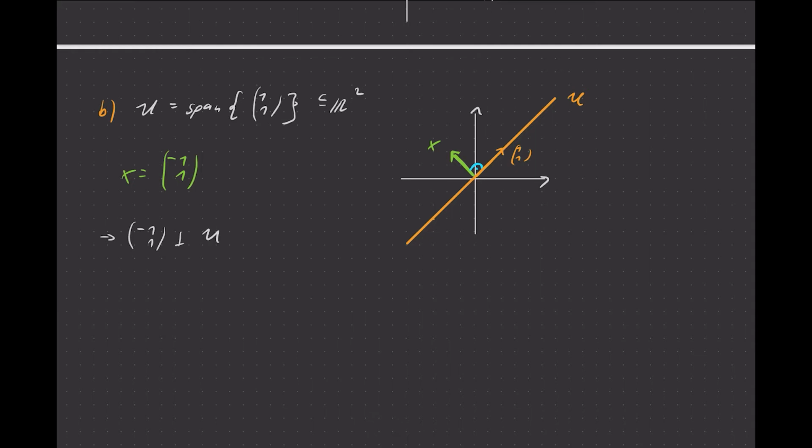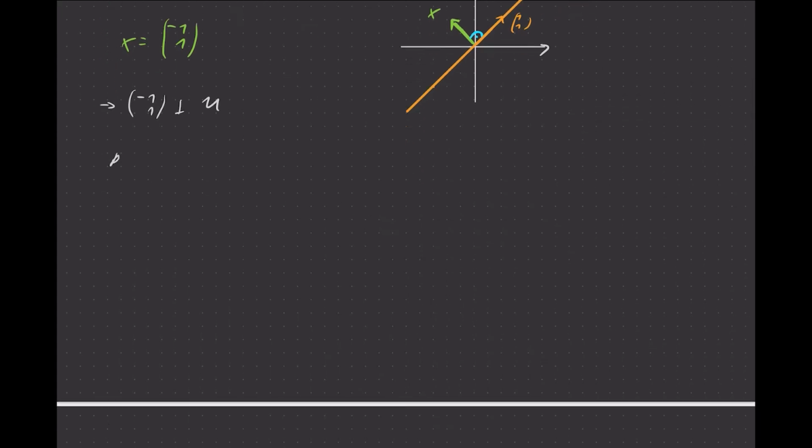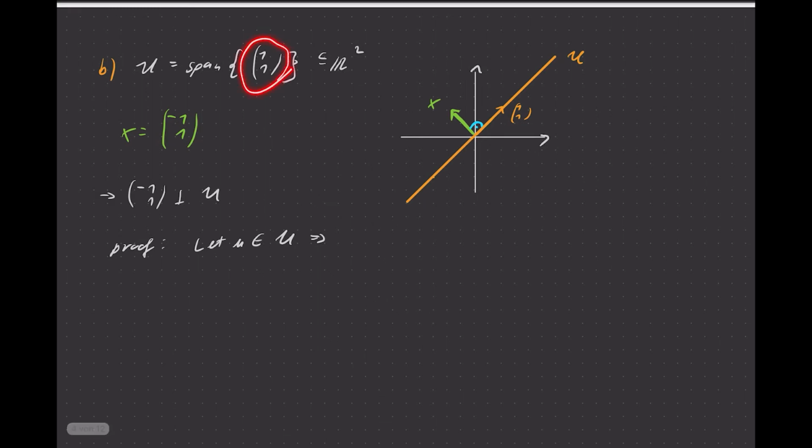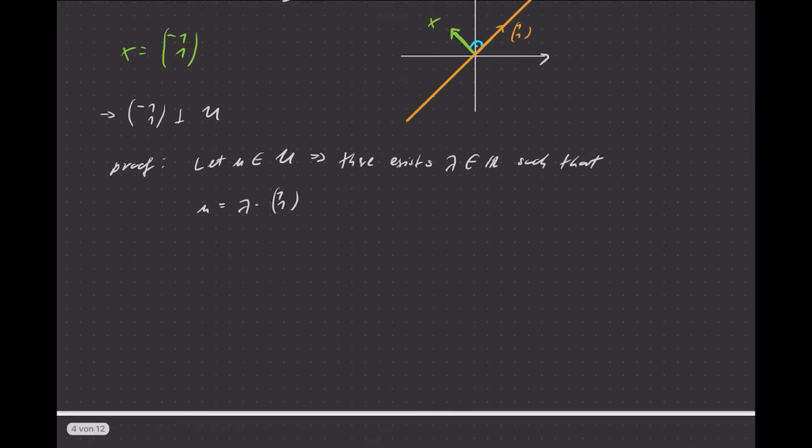Now formally, how would we prove that this is the case? Well, let's take an arbitrary u in U. Then we know U is the span of (1, 1). So every vector in U is a linear combination of (1, 1), or a multiple of (1, 1). So there exists lambda in R such that u is lambda times (1, 1). Well, that is the case.